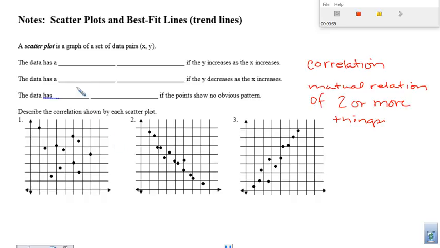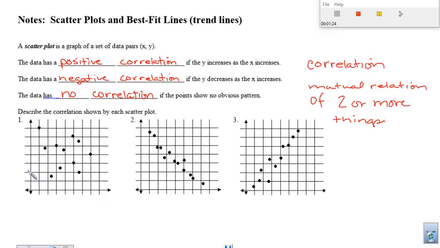There are different ways that we can relate different things in our data. If the X is increasing as the Y increases, then we have a positive correlation or relationship. If the Y decreases as the X increases, then we have a negative correlation. You can also think of this in terms of slope. And if there's absolutely no obvious pattern, then you have no correlation.